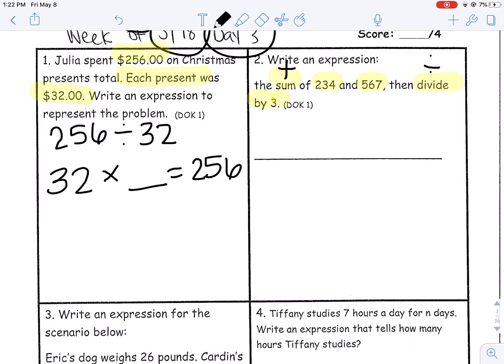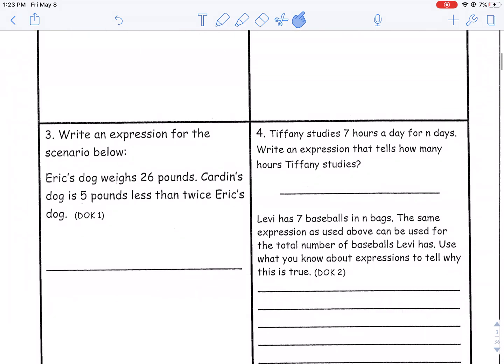So I know I'm adding 234 and 567, and then I'm dividing that by 3. This is not correct yet, because if I was doing order of operations, first I would divide 567 divided by 3, and we know that's not correct. So I need to add some parentheses around the 234 plus 567 so that we do that first and then divide by the 3. And that is all I need for that one.